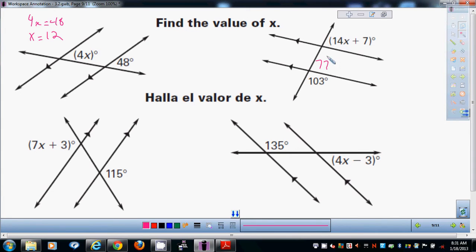Now, same vocab, but the picture kind of looks funky because it's turned sideways. Can you fight through that and tell me what kind of angles these are? Those are alternate exterior. Justin, if they're alternate exterior, what do we do with them? Set them equal, because alternate exterior angles are congruent. Blake, tell me the answer.